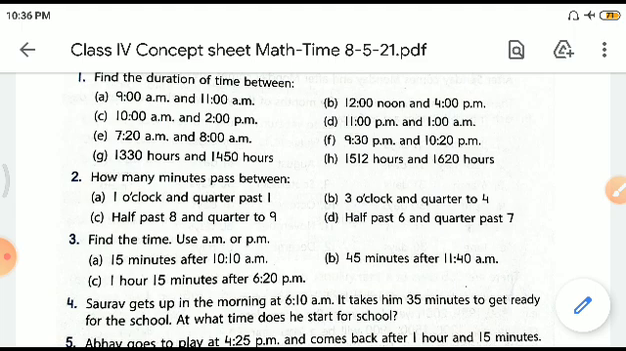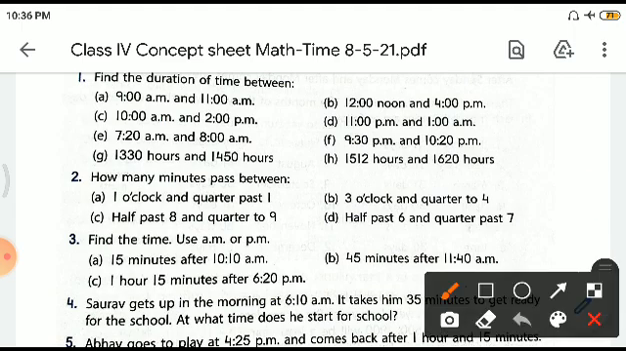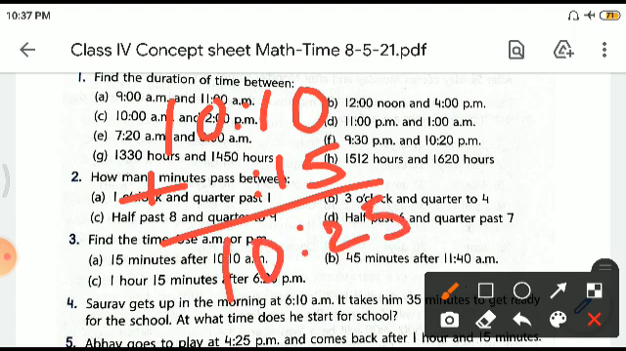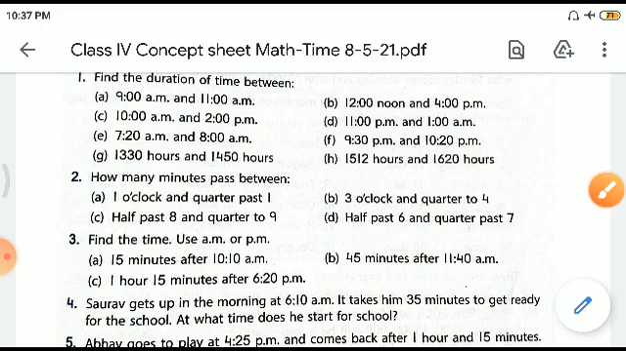Then question 3, find the time, use AM or PM. 15 minutes after 10 AM, that is 10 hours and 10 minutes. Now after. How will we do it? We will write 10, 10, and then under the minute part we will write 15, and then we will add the two, so we will get 10:25. And this is how you will do the third one.